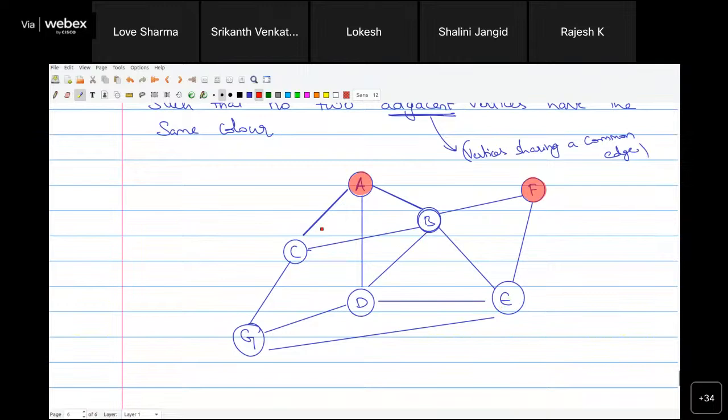So C cannot take red color, B cannot take red color, E cannot take red color, D cannot take red color. Can G take red? G can take red color. So you can fill red color, or color 1, to 3 vertices. So now you are done. You can't give color 1 to any of the left vertices. So now we have to choose color 2.